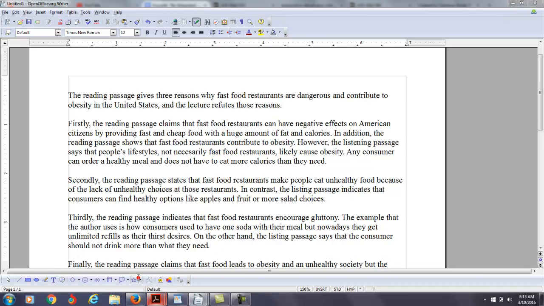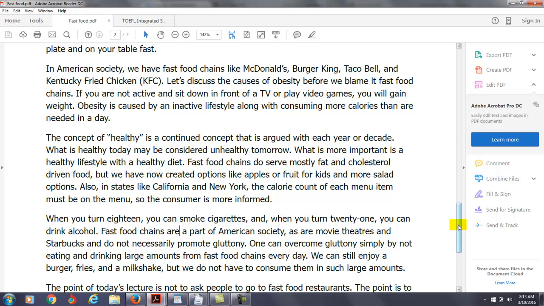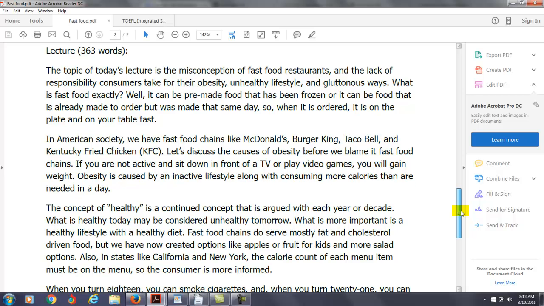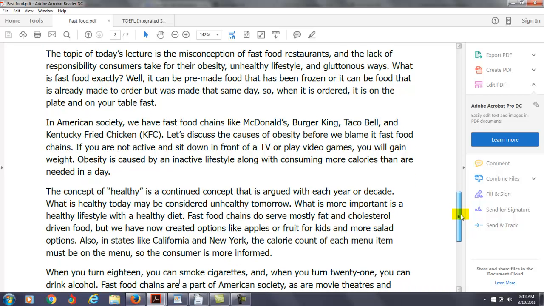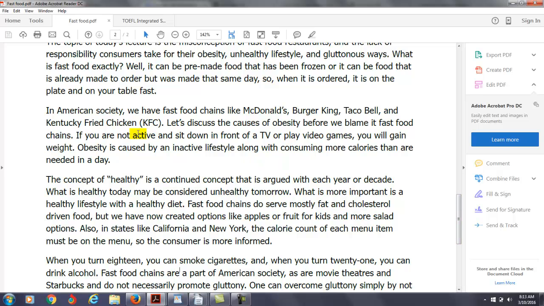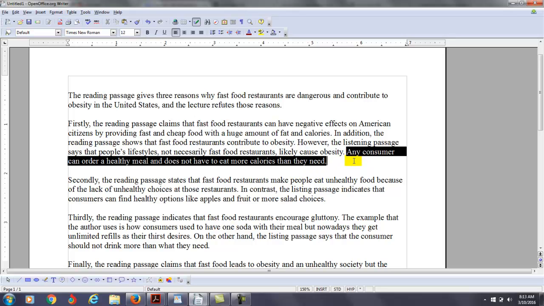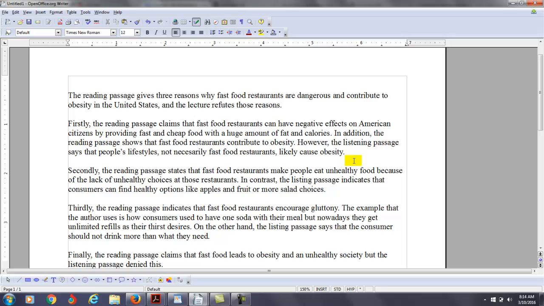So let's go to the lecture. I just need to double check something quickly. With the first point, that's not really what it's saying in the first point. It's saying that obesity is caused by an inactive lifestyle along with consuming more calories than are needed. So you want to make sure that you don't put information in there that's not true. So I'm going to get rid of this. At least that's not mentioned there.